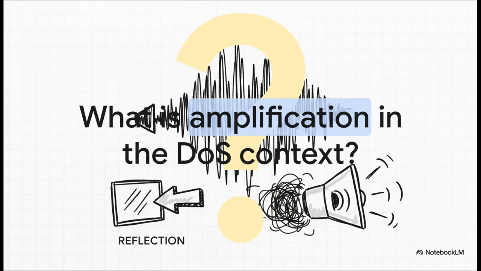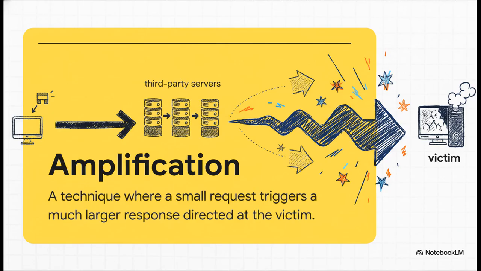We've talked about reflection, right? Where a response gets sent to the victim. Well, attackers can crank up the volume on that with something called amplification. Think of amplification as a force multiplier. It's a special kind of reflection attack, but the goal is very specific. Make the reply way, way bigger than the initial request.